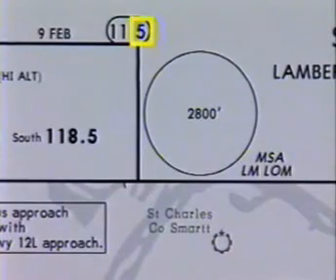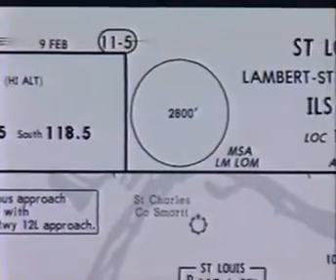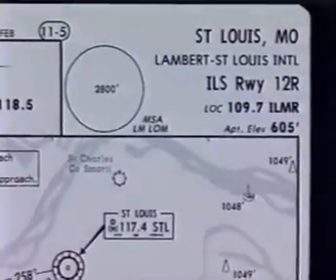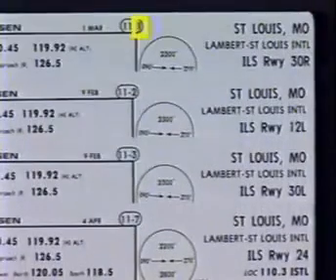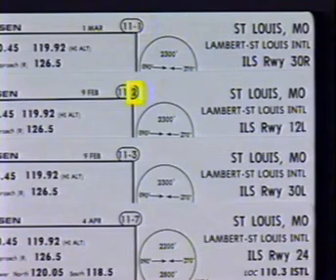The last digit is used for filing more than one approach of the same type. For example, 11-5 is the ILS runway 12 right approach at Lambert St. Louis International Airport. 11-1, 2, 3, and 7 are other ILS approaches at St. Louis.